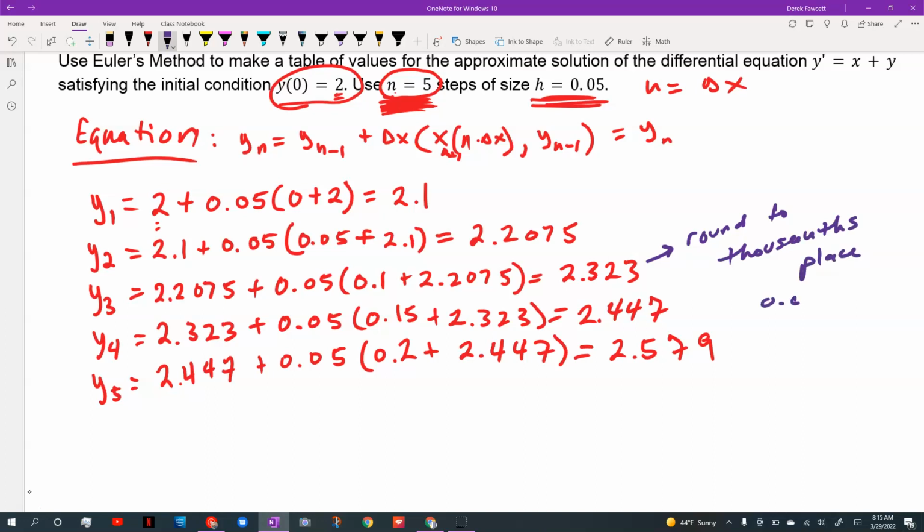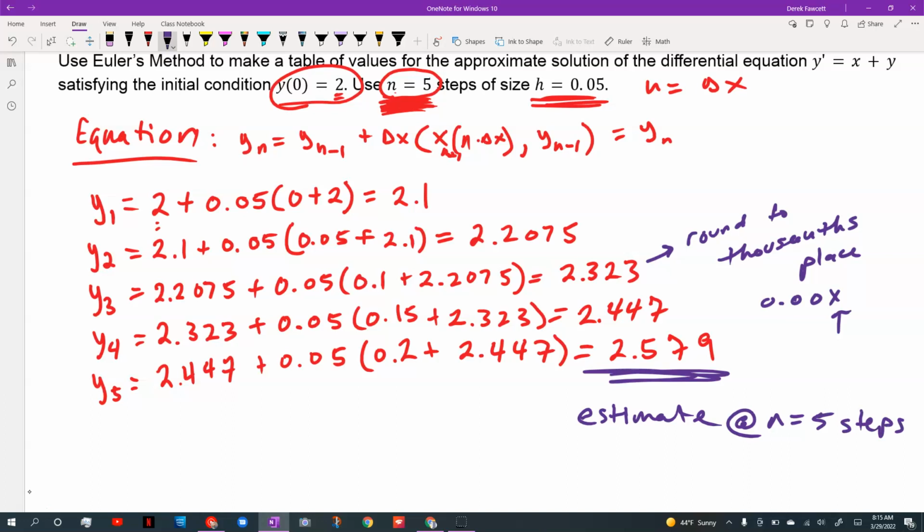That would be 0.00x, that place right there. Okay, so 3 places out, that's plenty. And as you plug those back in, you come to y sub 5, and that is our approximation, right? So that is the estimate at n equals 5 steps. So 5 steps out, we could keep going to continue to estimate.